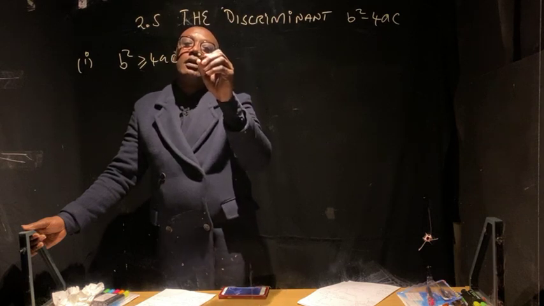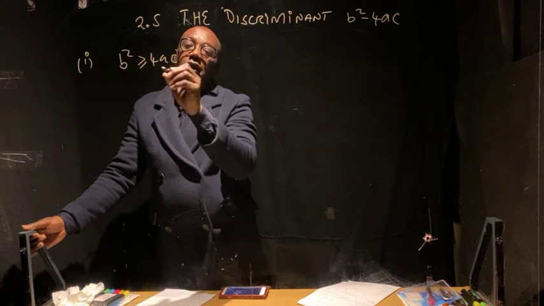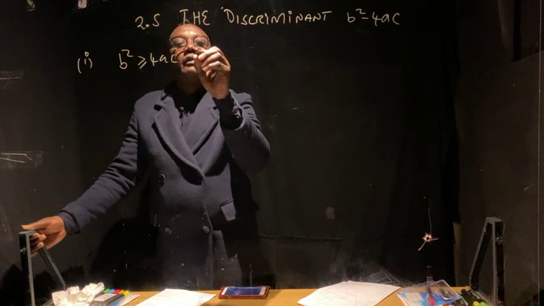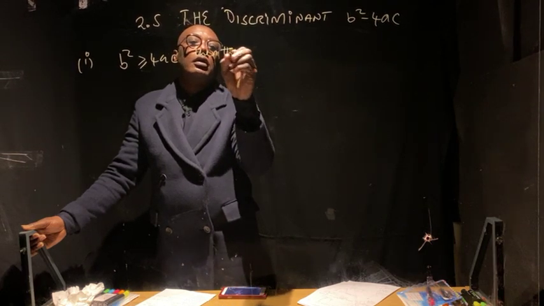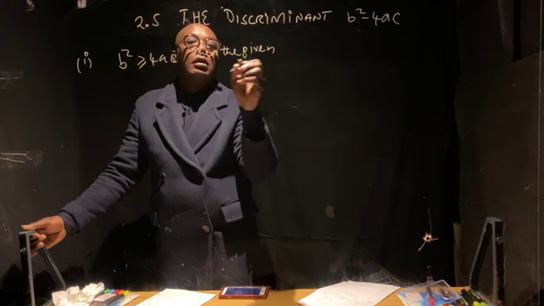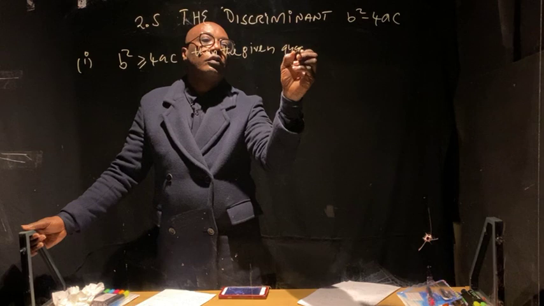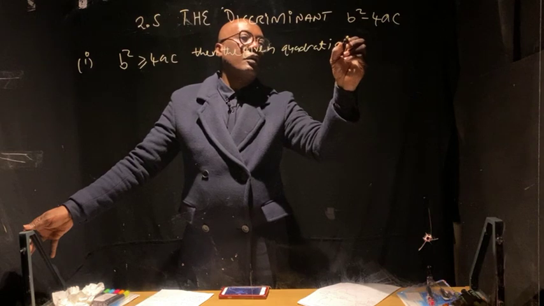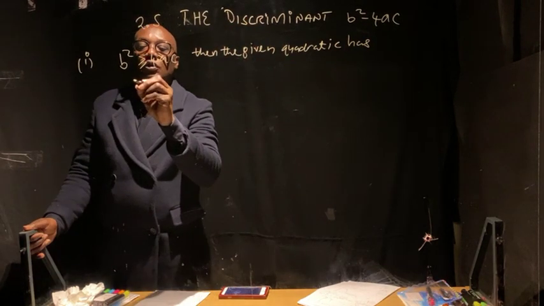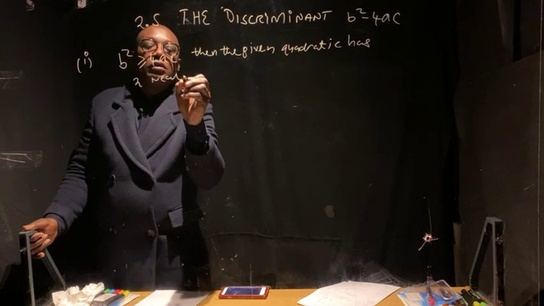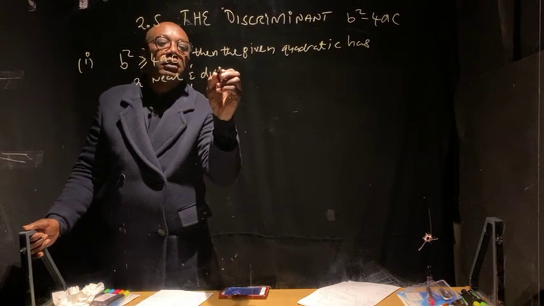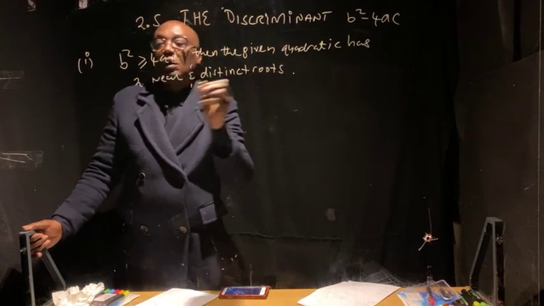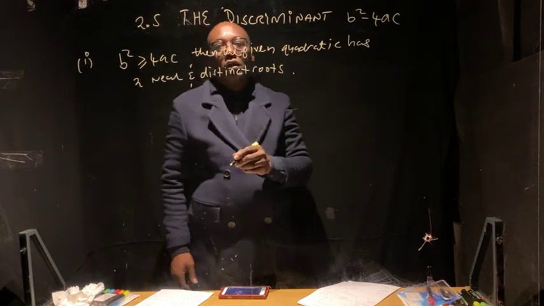This means that if the discriminant is like this, then the given quadratic equation has two real and distinct, or different, roots. That's the first one. What's the meaning of that?